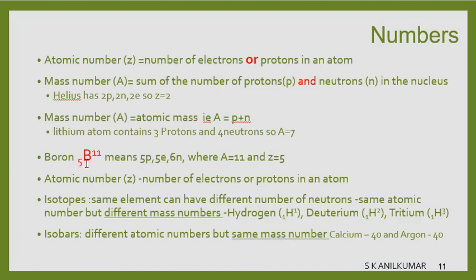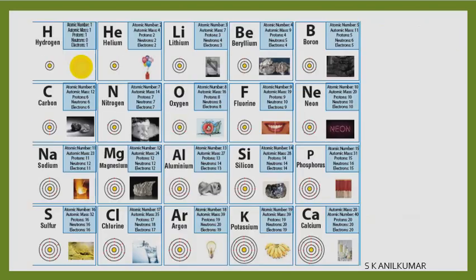What is atomic number? This is the atomic number. Different atomic number, different amount of electrons but same mass number. Calcium 40, argon 40. Different atomic number, same mass number is isobar, and isotopes is different number of neutrons.